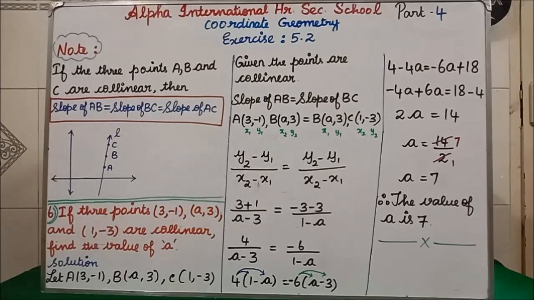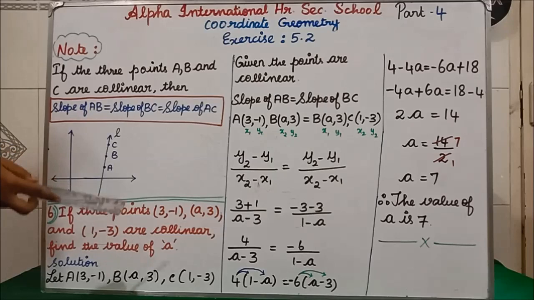Clear students? Shall we start the sixth question now? Okay, the fifth question is your homework. The same model you are going to do. Now in the sixth question we are finding the value of A. In the fifth question you don't need to find the value of A. You have to check whether it is collinear or not. Which means you take any two, slope of AB equal to slope of BC. Check whether on LHS and RHS you get the same answer, then you write the given points are collinear. If not, you write the given points are not collinear. Clear? Now we'll start the sixth question.